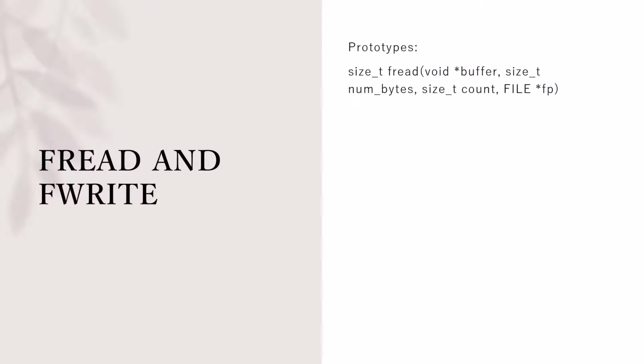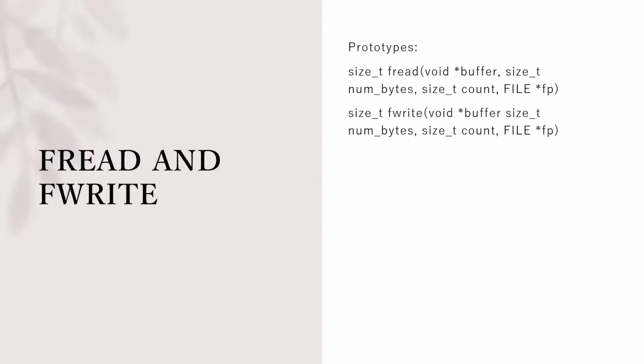Coming to fread and fwrite, prototypes are size_t fread. So that's going to return a size_t type. Remember, that's an unsigned value. It's going to take void *buffer. We'll see what buffer is. size_t num_bytes. Again, we'll see what that is as well. size_t count and the file pointer.